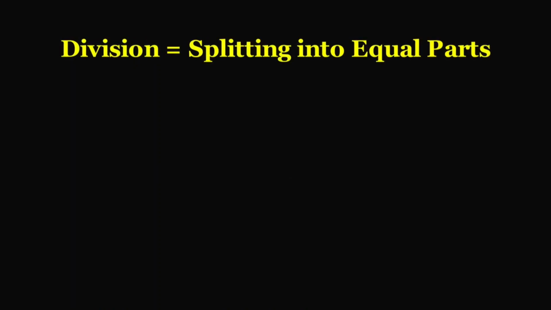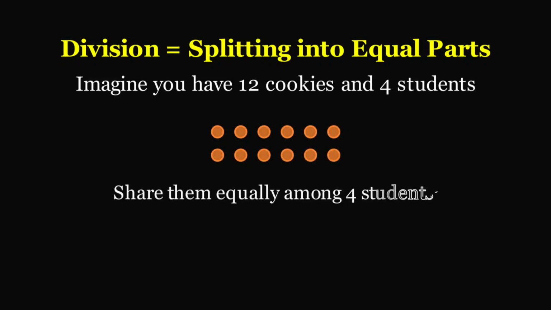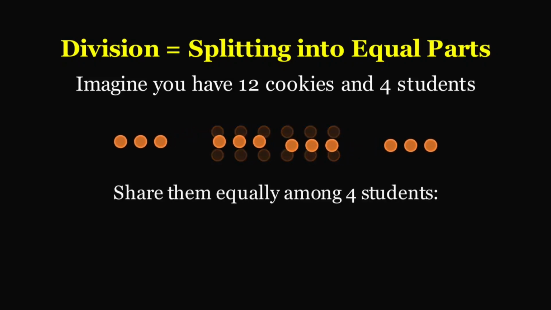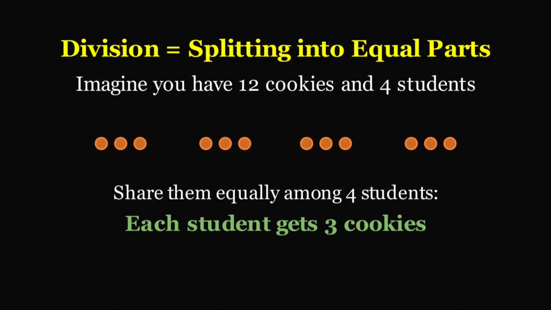Division, on the other hand, is the process of splitting something into equal parts. Imagine you have 12 cookies and 4 students. If you share them equally, each student gets 3 cookies. That's 12 divided by 4 equals 3. Simple enough? Until 0 enters the scene.